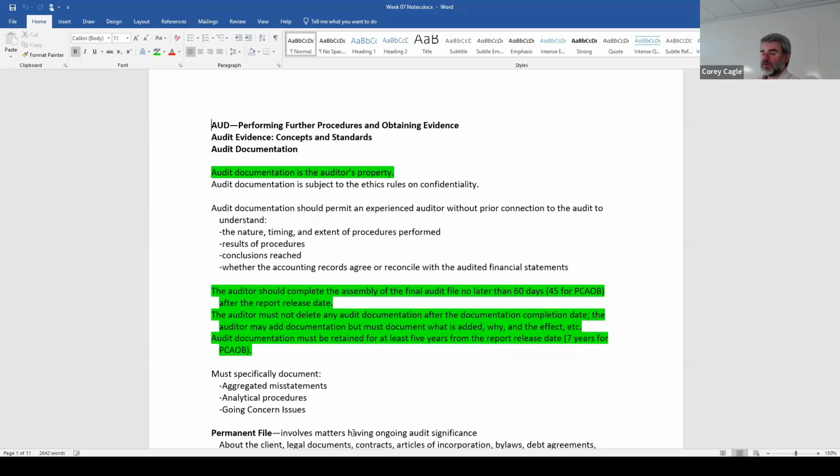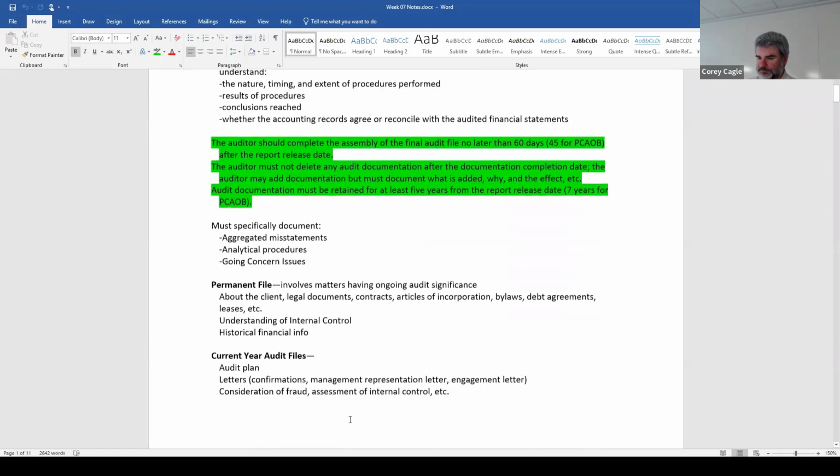We've said document everything. Here are 3 things that you are specifically required to document. They do make a point. This needs to be there: the misstatements, the analytical procedures, and any going concern issues. But really, anything needs to be documented, honestly.